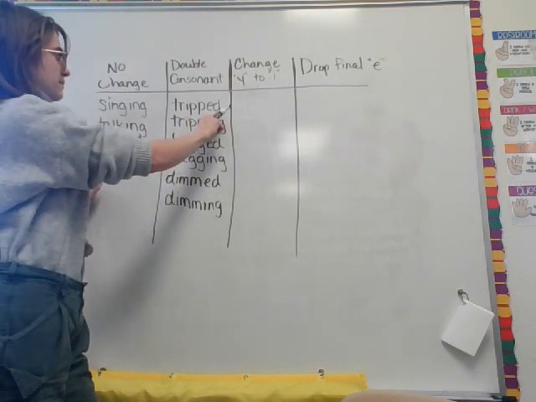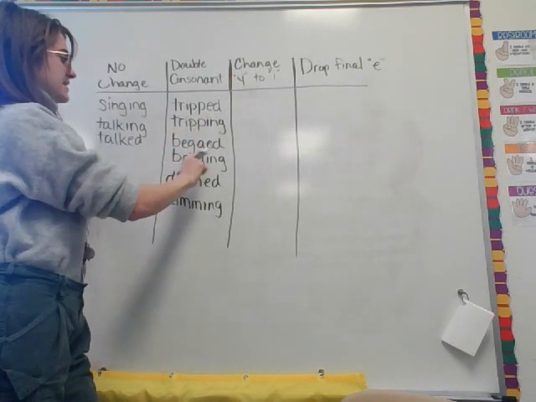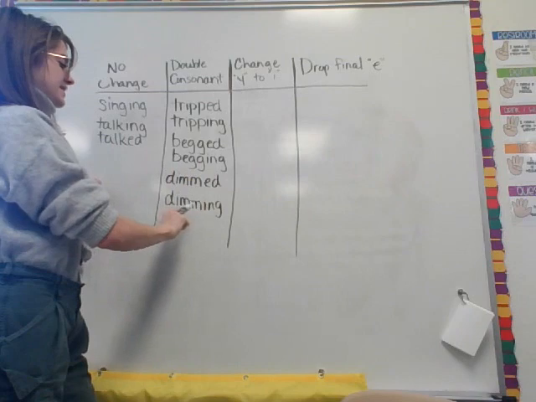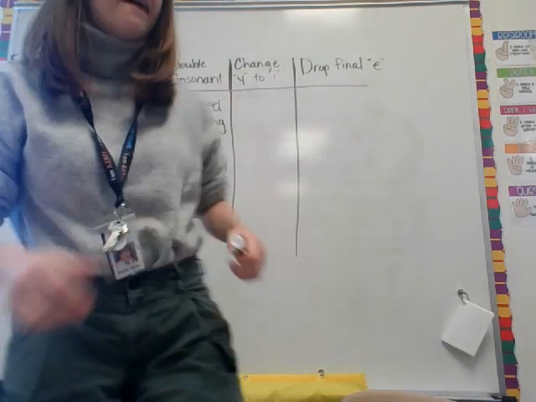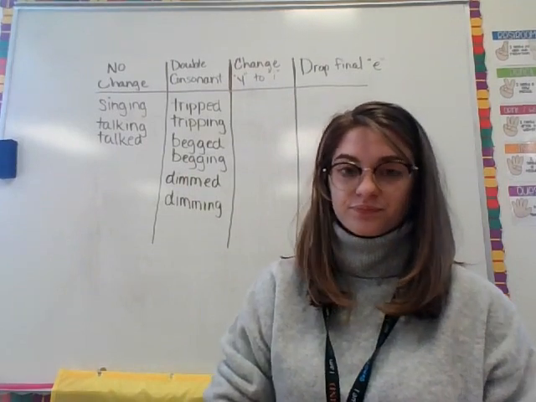Okay? Tripped, tripping, begged, begging, dimmed, dimming. All double consonants because they all end in a vowel consonant.